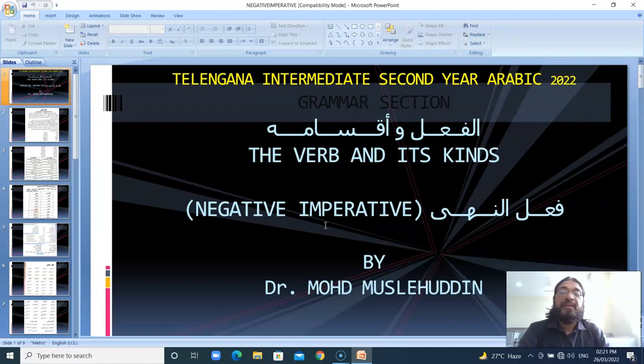But for better understanding, I am going to provide some examples and some translations, as well as correct the sentences and fill in the blanks also. So let's go to see the next page.